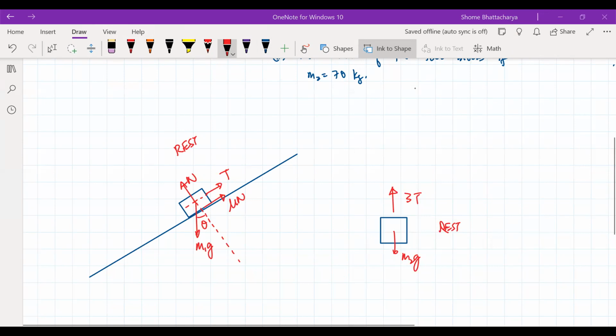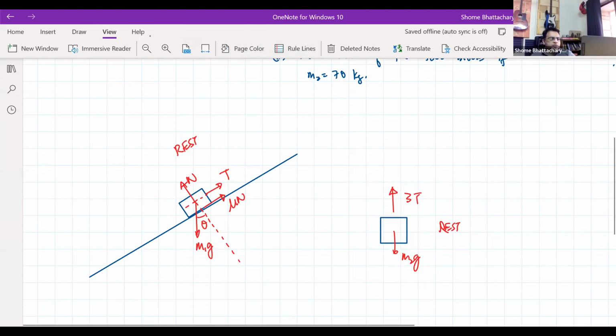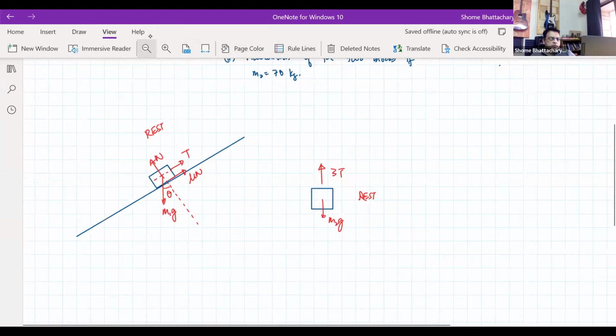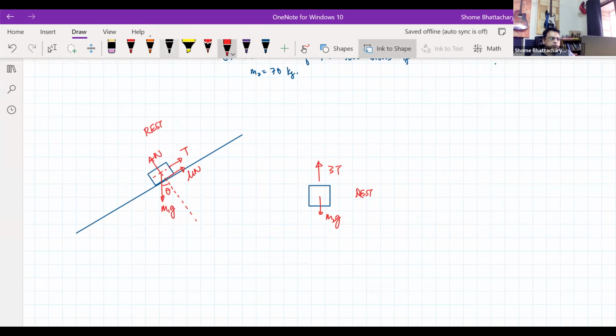Sir, are we not considering mg sin theta? Mg sin theta is a component of mg, beta. It's there in the diagram. The weight vector has two components, cos theta and sin theta component, which you can see within the vector diagram. So we are considering this object to be at rest, because minimum mass M2 is placed over here. Condition for minimum value of M2 to keep the system in equilibrium.